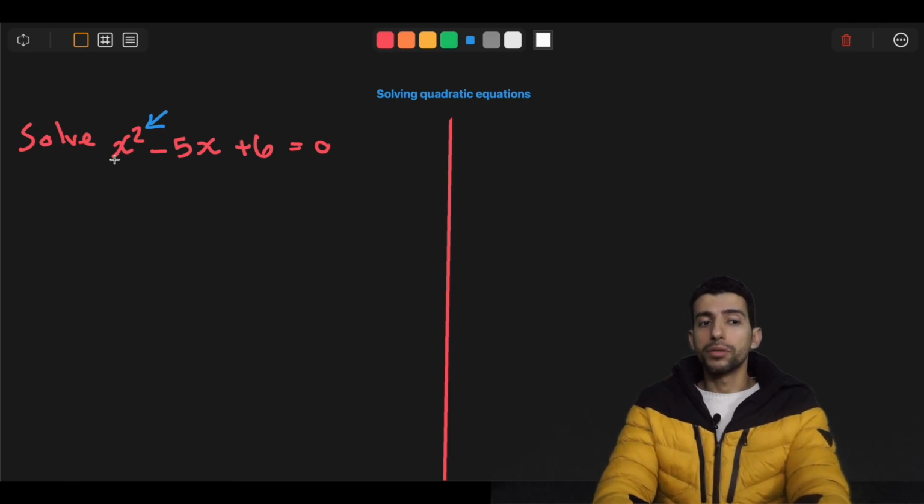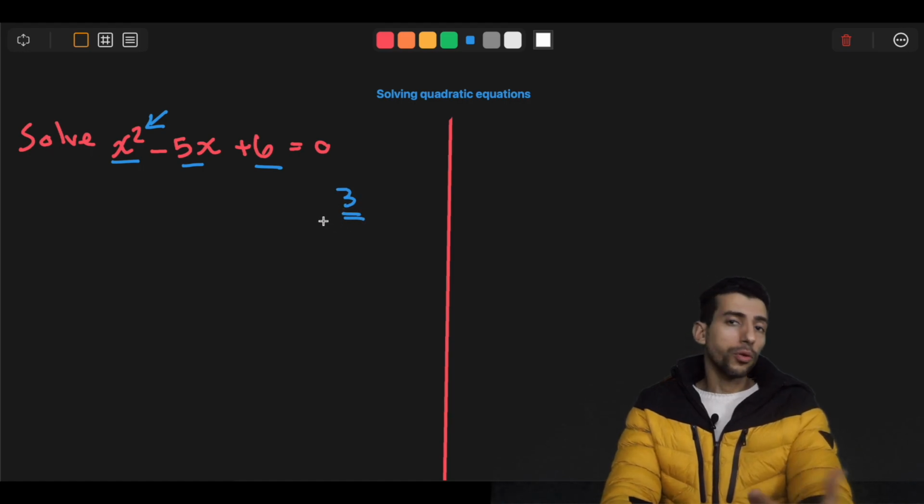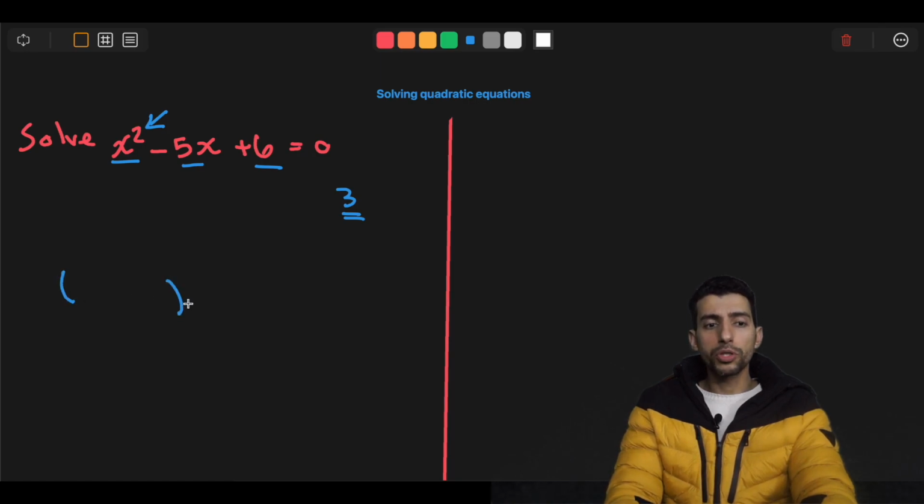First, we need to count how many terms we have in the quadratic equation. Here in this expression we have 3, so 3 means it's a trinomial. So how do we solve a trinomial? We just make two brackets equal to 0. Now we think like this: x is x multiplied by x, so we put x here and x here.